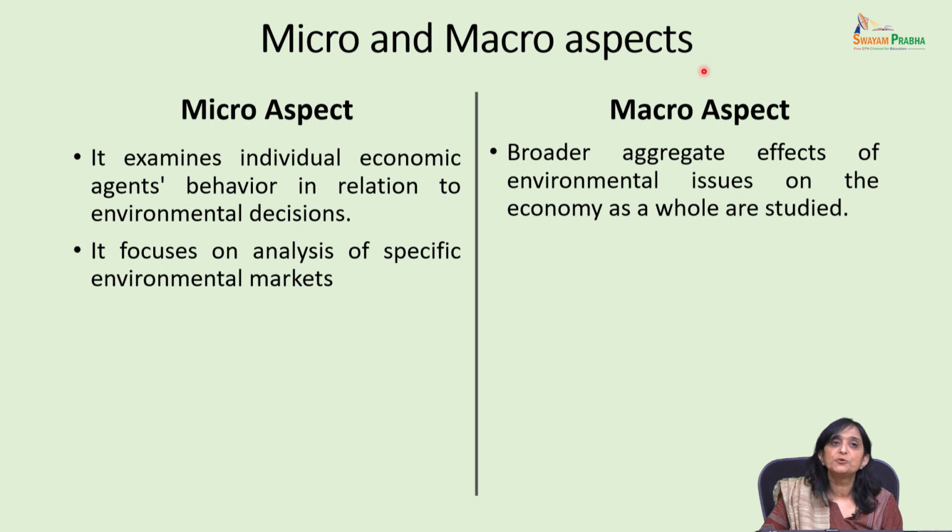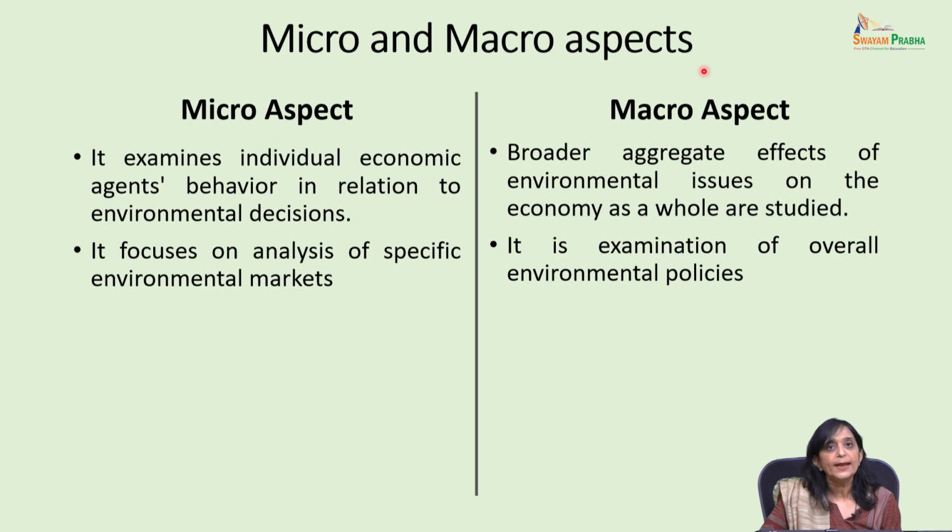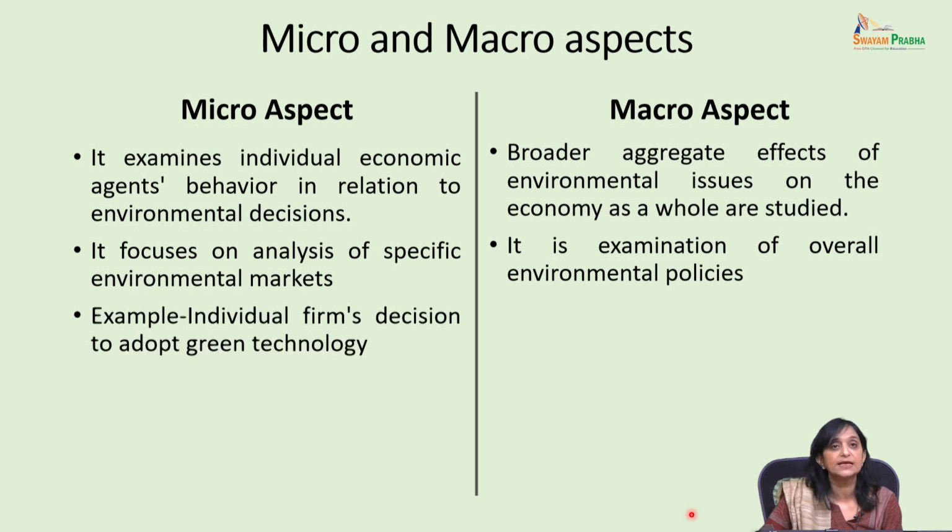The micro aspect focuses on analysis of specific environmental markets. Because it is micro in nature, because we are talking about specificity, it is only considering a specific environmental market. Whereas the macro aspect of environmental economics is talking about the overall environmental policies. So in micro we are specific, and in macro we are overall. On an aggregate, what is happening is what we will be discussing.